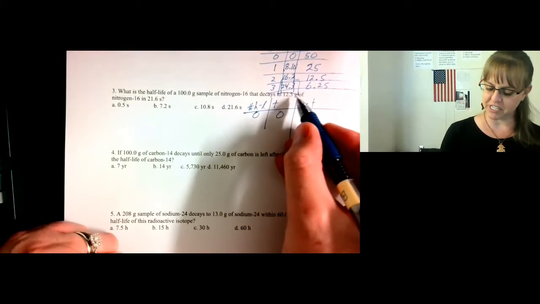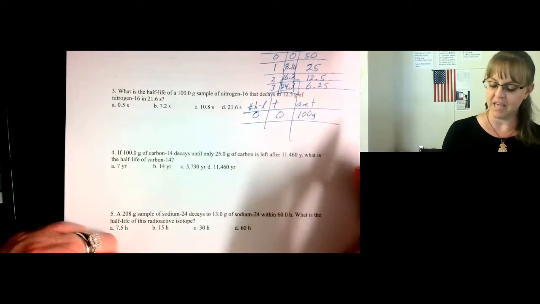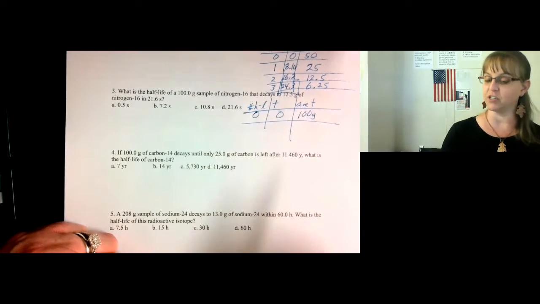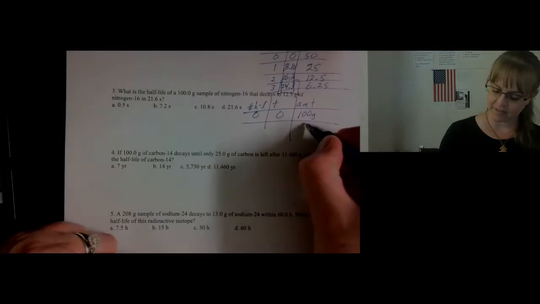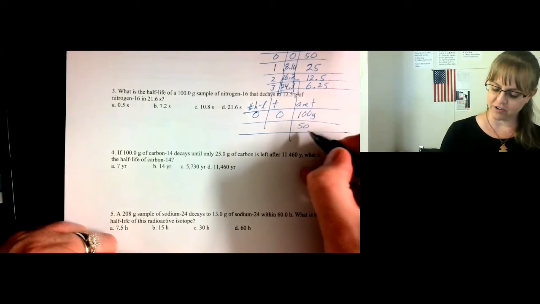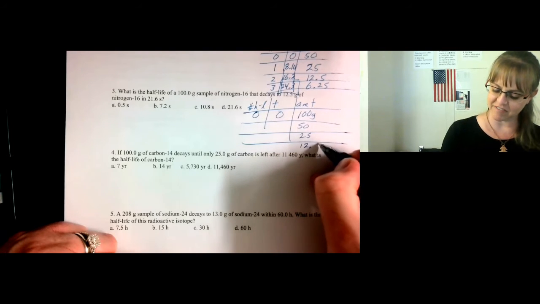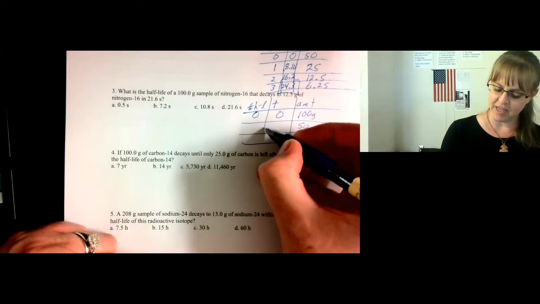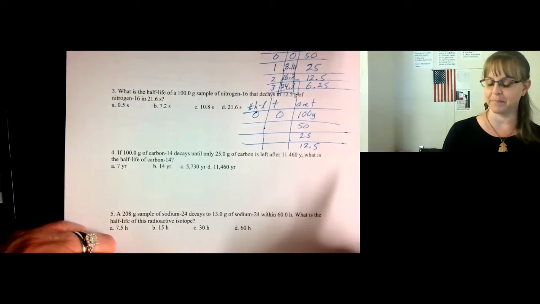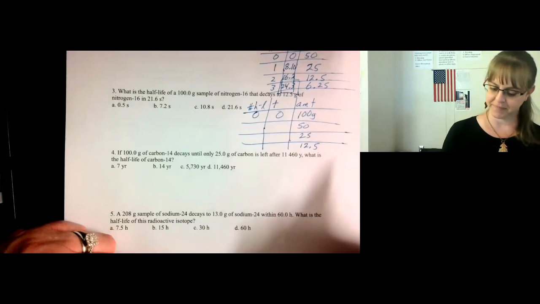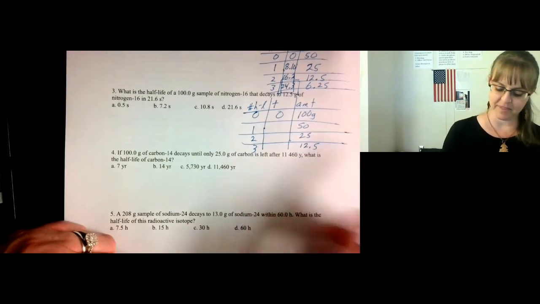100 grams sample decaying to 12.5. So 100 grams is all of it. Now, half your 100 grams until you get to 12.5. Pause the video and try that. Half of 100 is 50, half of 50 is 25, half of 25 is 12.5. Now count how many half-lives and see if you can fill in the time. Pause the video. So 0, 1, 2, 3 half-lives.